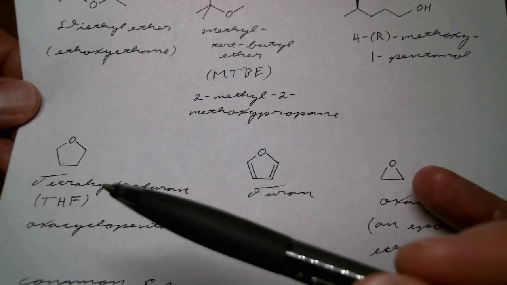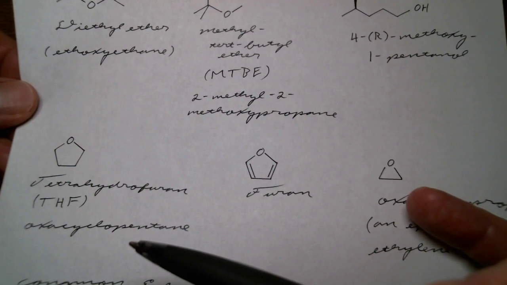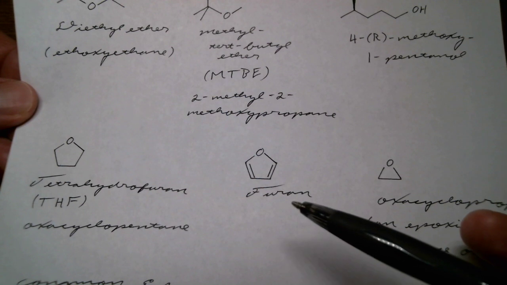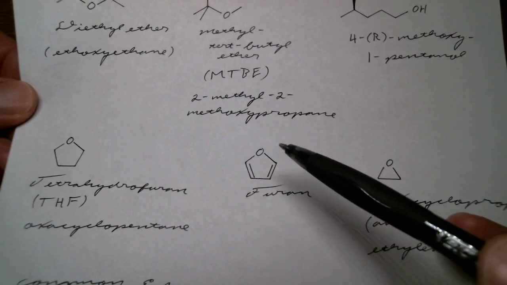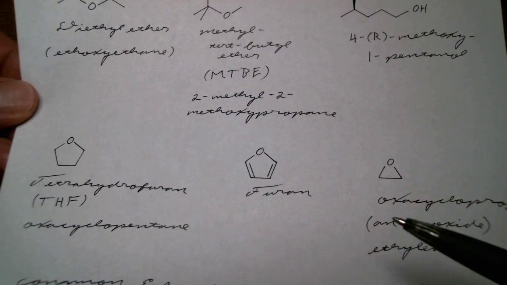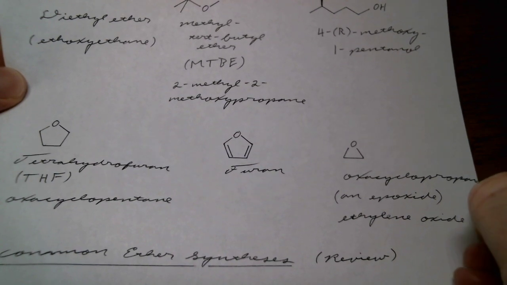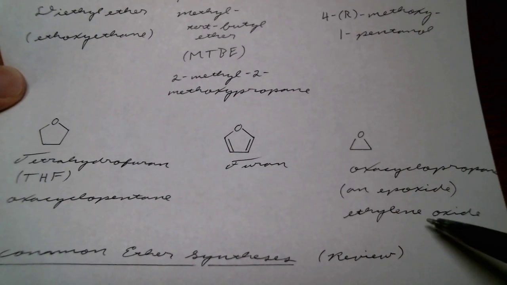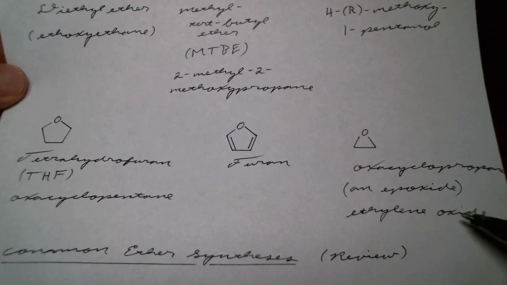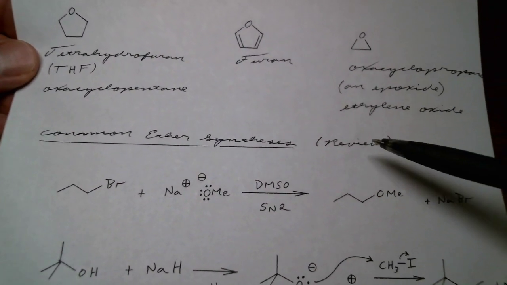Here's tetrahydrofuran, an important polar aprotic solvent. We could call it oxocyclopentane. Of course, tetrahydrofuran begs the question, what is furan? Well, here's furan, but if you add 4 hydrogens, it becomes tetrahydrofuran. Here's oxocyclopropane. Somehow we cut off the E. It's an epoxide, otherwise known by the common name ethylene oxide. So let's review common ether syntheses.